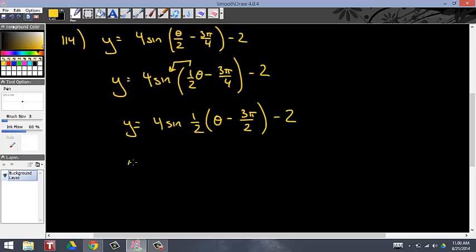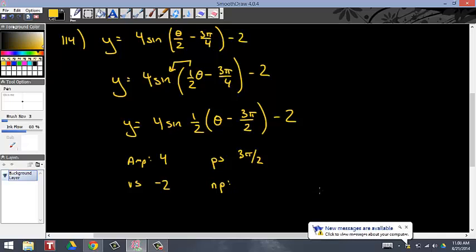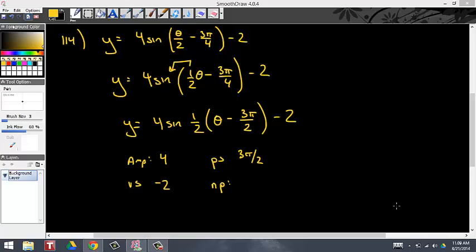All right, we got to identify the 4 things: the amplitude, the vertical shift, phase shift, and the new period. Amplitude is 4, vertical shift is -2, the phase shift is 3 pi over 2. What is the new period this time? Chris? No, it's not pi. 4 pi. Which is really 8 pi over 2.